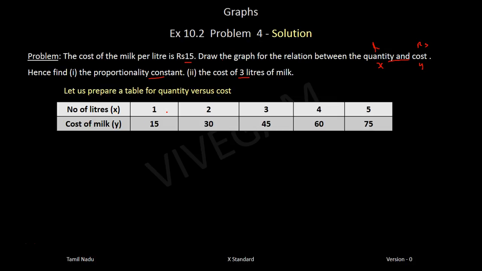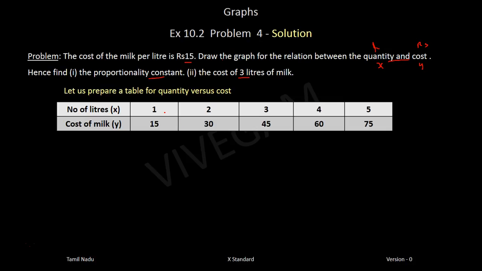So let's vary the liters from 1, 2, 3, 4, 5. Right, and we can calculate the corresponding cost because we know 1 liter is 15 rupees. So 1 into 15 is 15, 2 into 15 is 30, 3 into 15 is 45, 4 into 15 is 60, 5 into 15 is 75 rupees. Now we got the table done. So which means we can go ahead and do the graph, and from that we can find the cost. But they are asking us to find the proportionality constant.